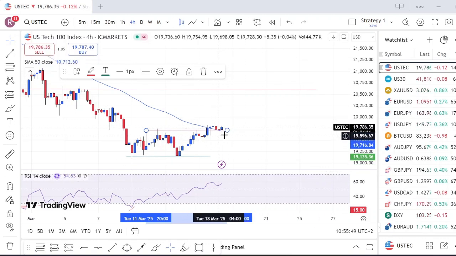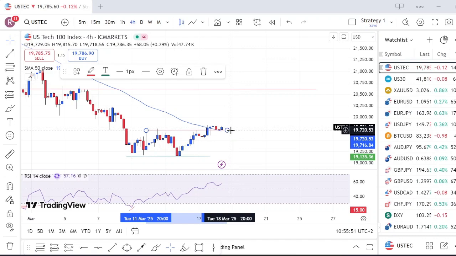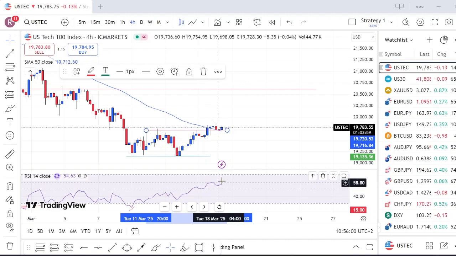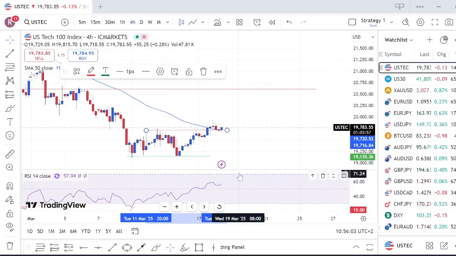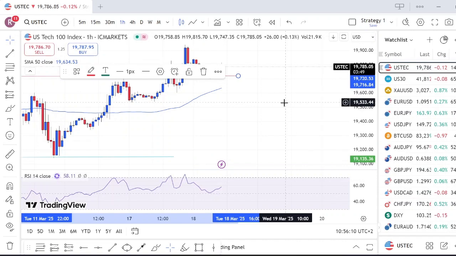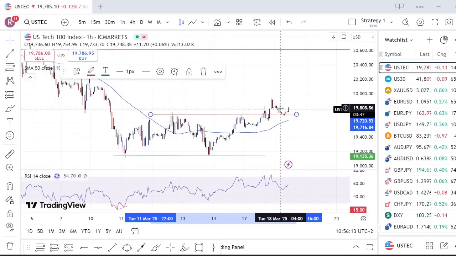Now this morning, we had a break above the resistance of 19,720 as well as a break above the moving average and the 50 on the RSI, which means we're trading between 50 and 70 now, which means there are 3 signs of bullish confluence on a higher time frame. Going into the 1-hour time frame, we can observe the bullish nature of the market.